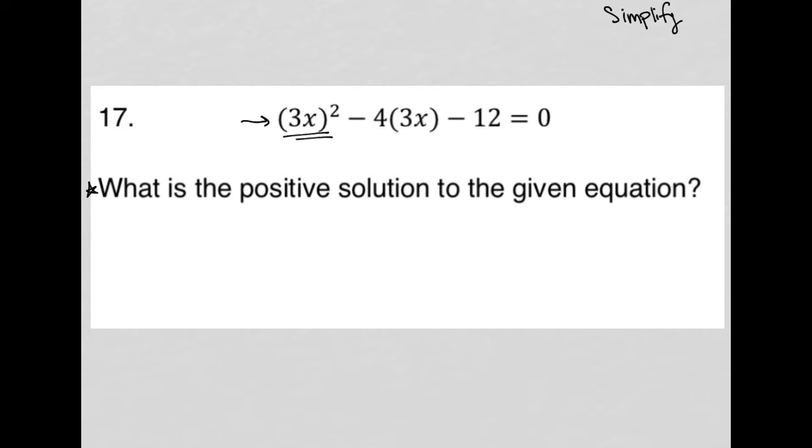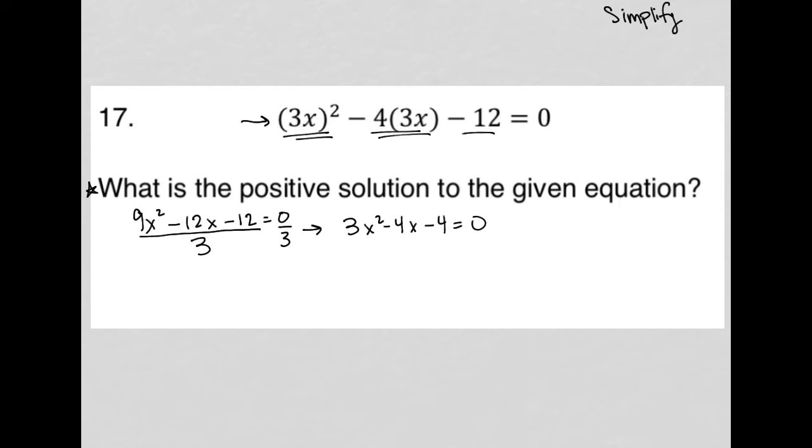So the first term here would turn into a 9x squared. This would become negative 12x. Of course, that just stays negative 12 equals 0. I can simplify further by dividing by a greatest common factor, which in this case would be 3. So we'd have 3x squared minus 4x minus 4 equals 0.